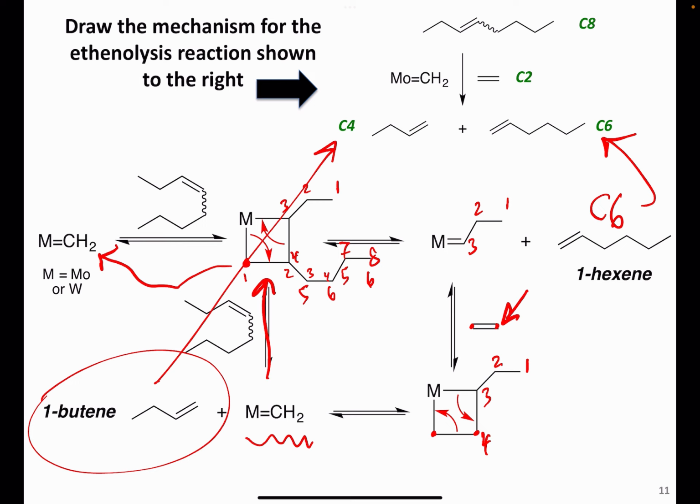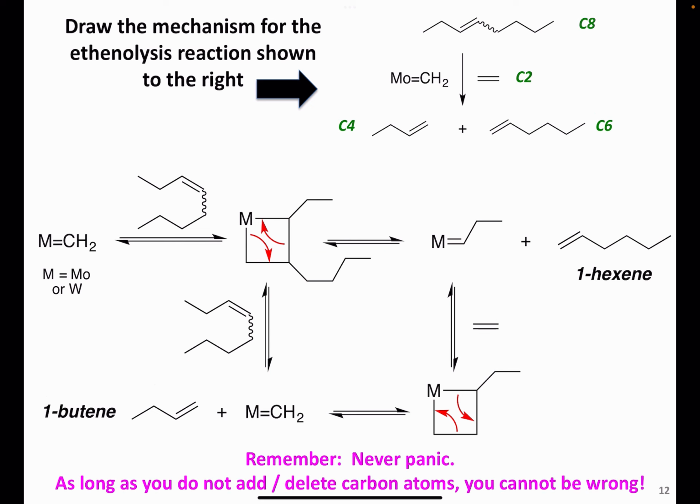So notice that you start with a C8 and a C2, and you end up with a C4 and a C6. You start with 10 carbons, you end up with 10 carbons, and this is key in olefin metathesis. Remember, olefin metathesis reactions, never panic. As long as you do not add or delete carbon atoms in any random fashion, you cannot be wrong. If you open your metallacycles in the wrong fashion, you're just going in the opposite direction on the equilibrium arrow. Take your time, think, make sure you go in the productive direction. But if you do not, don't panic. Just don't delete carbon atoms or add carbon atoms, and you eventually get on track and form your products.